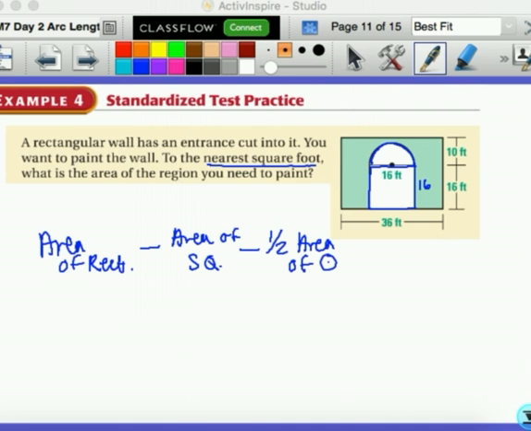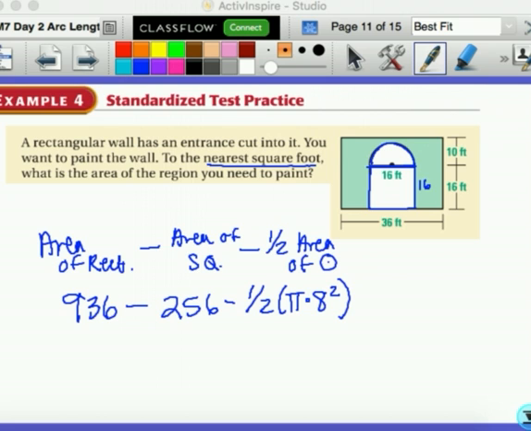So with that, my rectangle is 36 by 26, so I'm going to say 36 times 26, which is 936, minus the area of the square, which is a 16 by 16, so that's an area of 256, and then minus half of pi times my radius squared. Now since this distance across is 16, that's my diameter, so my radius is 8. So half of pi times 8 squared.